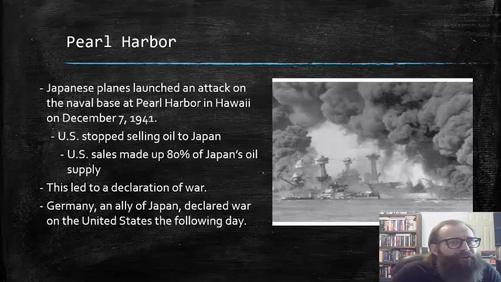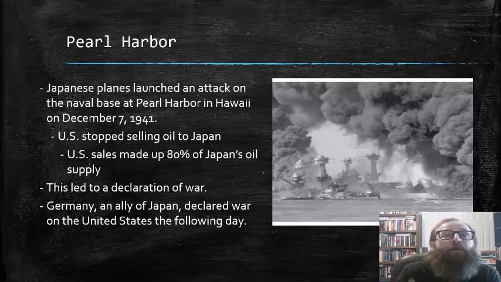And the reason that the Japanese even targeted America in the first place was the fact that the U.S. stopped selling oil to Japan to try to stem the tide of Japanese expansion in the Pacific. And U.S. oil sales made up about 80% of Japan's oil supply. So the United States cutting off those sales to Japan greatly hampered Japan's ability to continue its expansionist efforts.